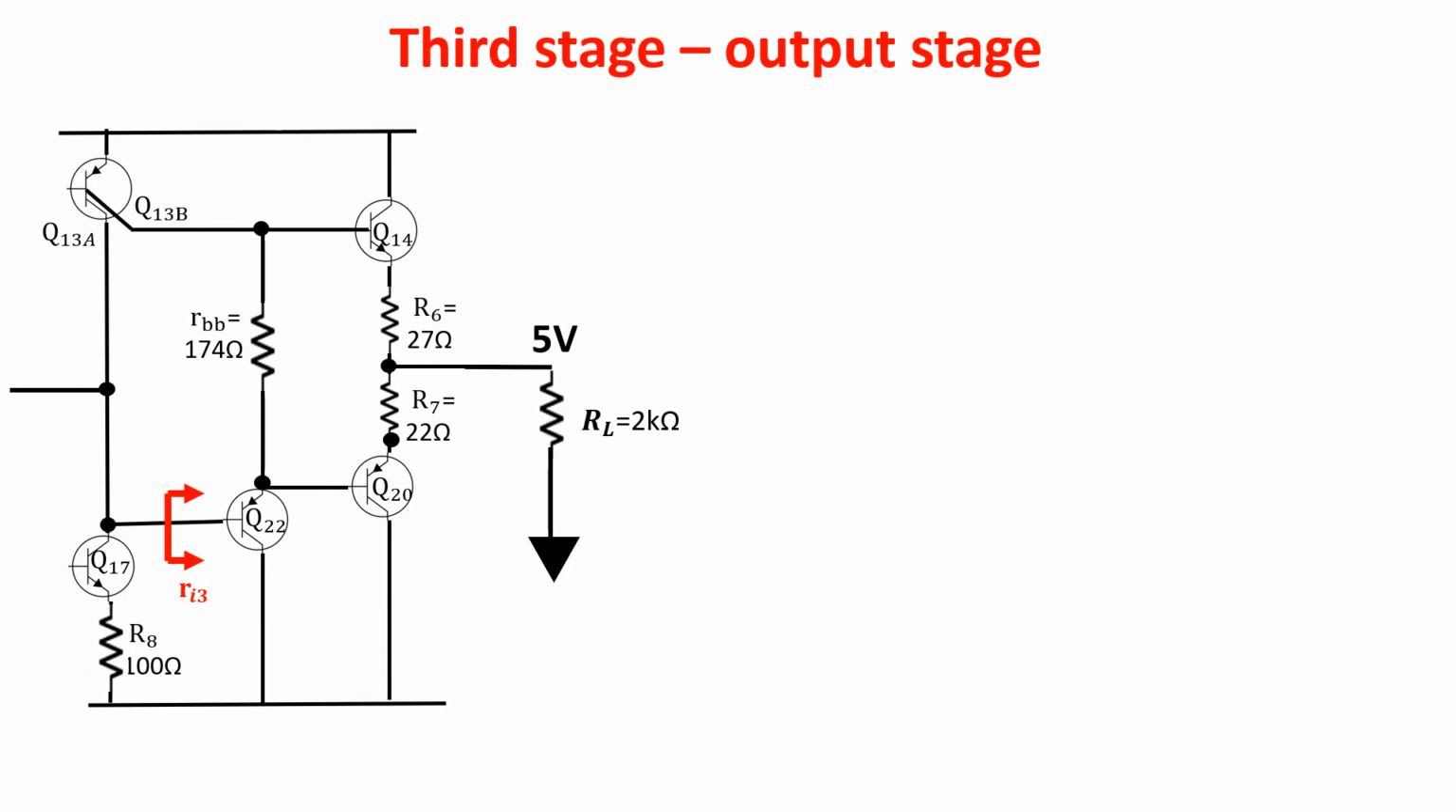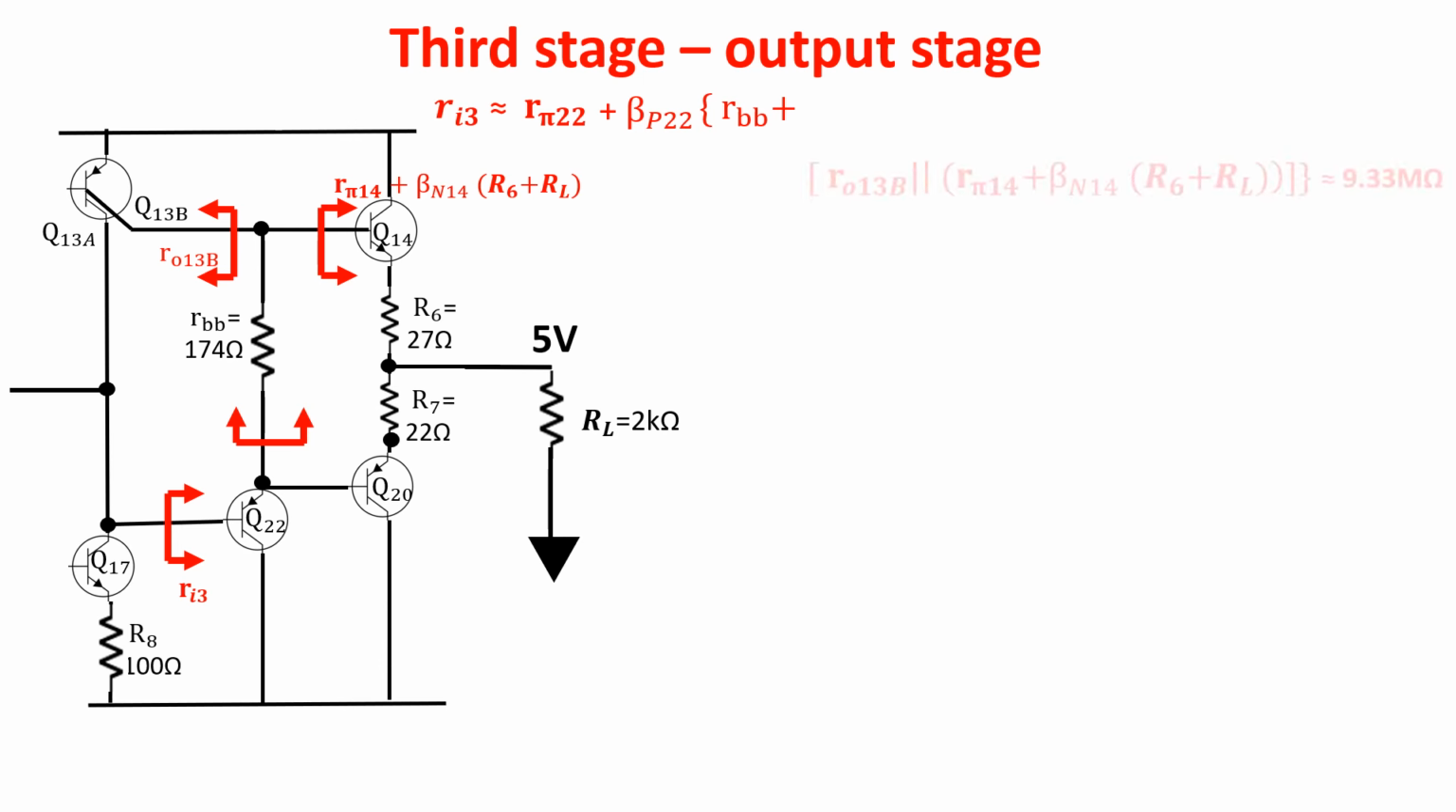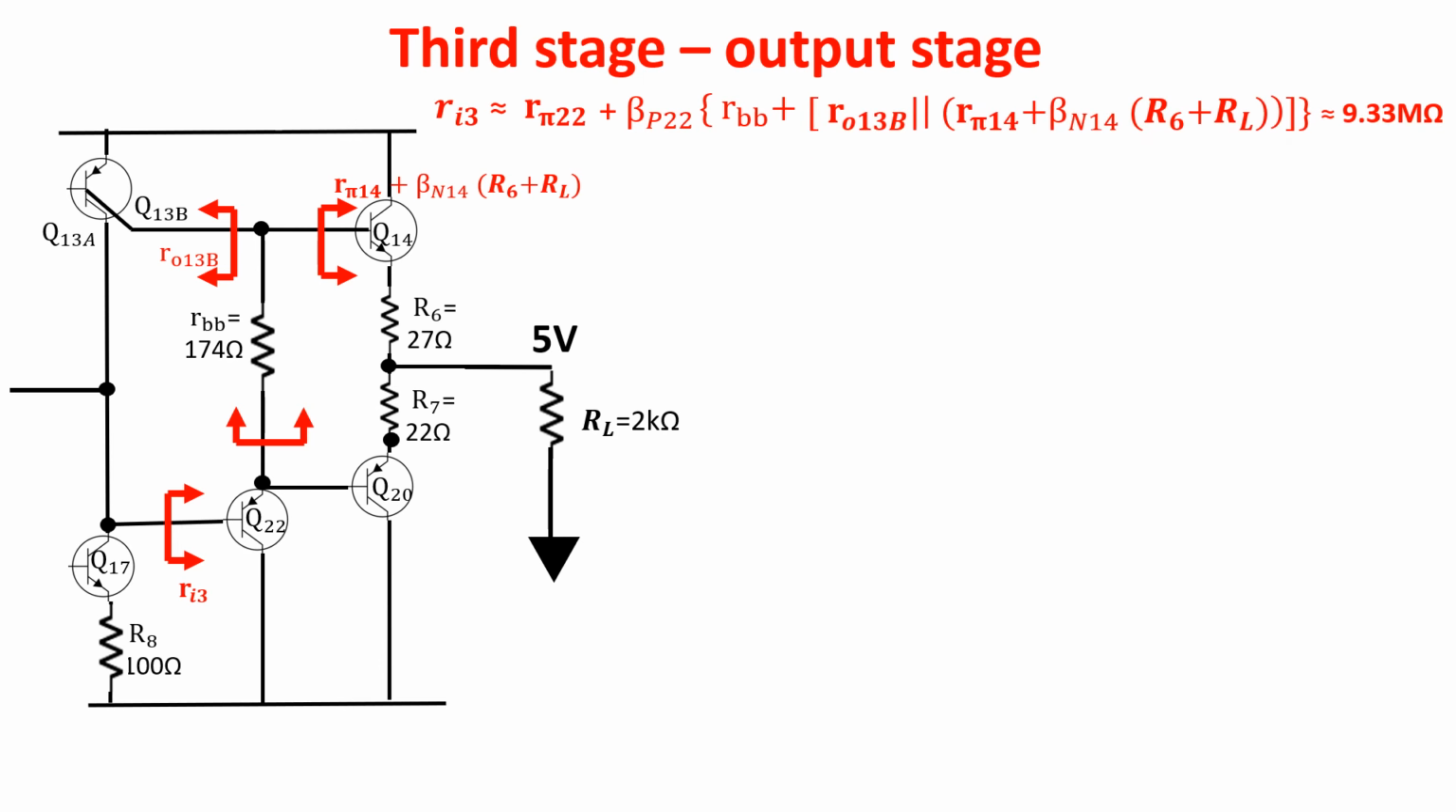This is the simplified schematic of the output stage considering the RBB resistance instead of the bias circuit. This is the resistance seen from the base of Q14 and this is the collector resistance of Q13B. In the end, RI3 resistance is the resistance in the base of Q22, so RPi22 plus beta 22 by the resistance seen from here, which is RBB plus the parallel of RO13B and the resistance in the base of Q14. The final value is around 9.3 megaohms.